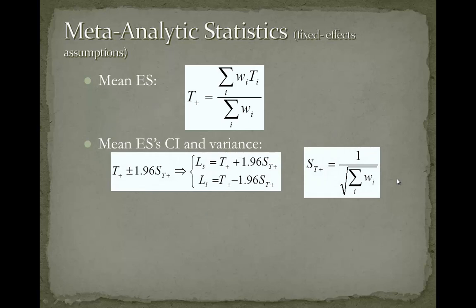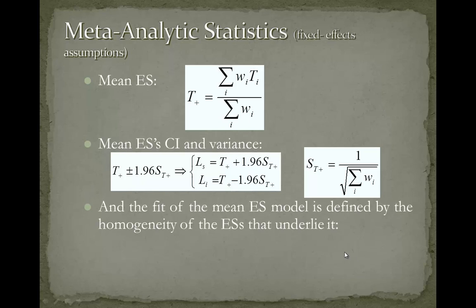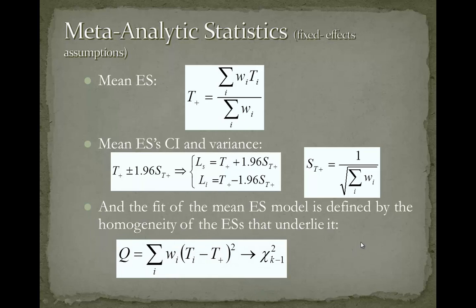Here's the calculation for the confidence interval for a mean effect size, and you see the calculation here. Again, we're using the sum of the weights. The inverse of that ends up plugging straight into your CI calculations, and you've got an upper and a lower bound on the confidence interval. And then the fit of the mean effect size model is defined by the homogeneity of the effect sizes that underlie it. So Q is defined this way.